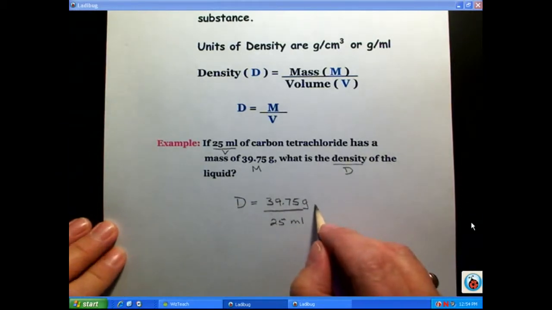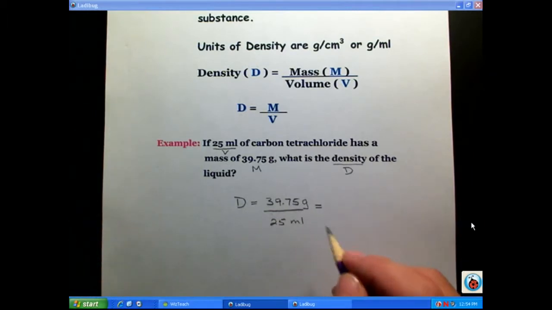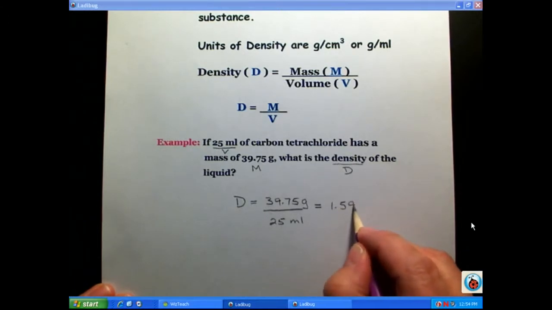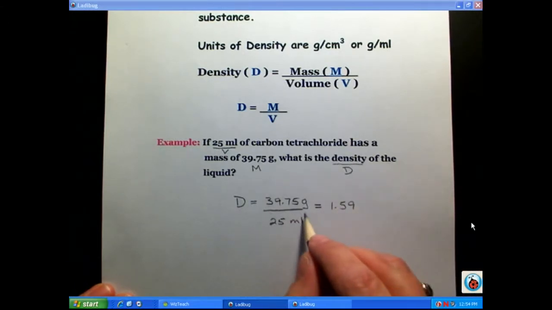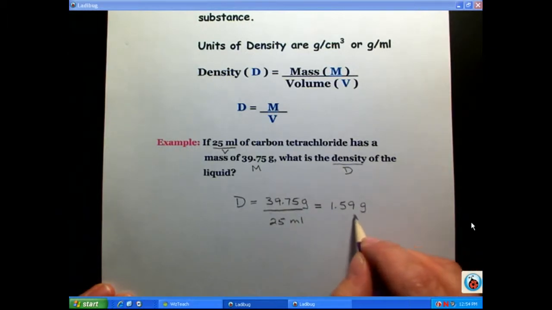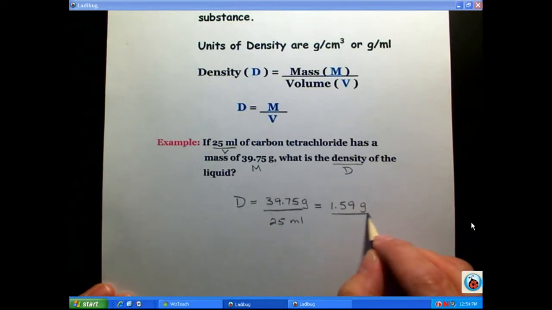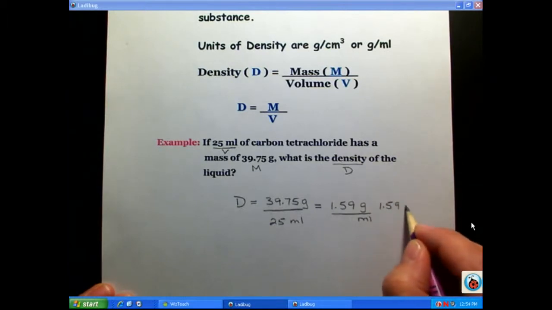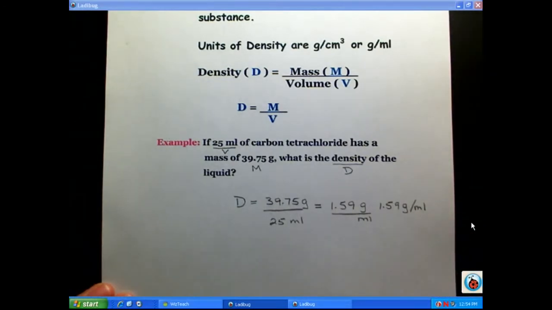And we put those values into our calculator, and we should come up with the answer 1.59. And our units don't cancel here because they're not the same. So we'll be left with grams over milliliters, and you can simplify that by just using a slash. Most often you're used to seeing it this way: 1.59 grams per milliliter. So that's our density.